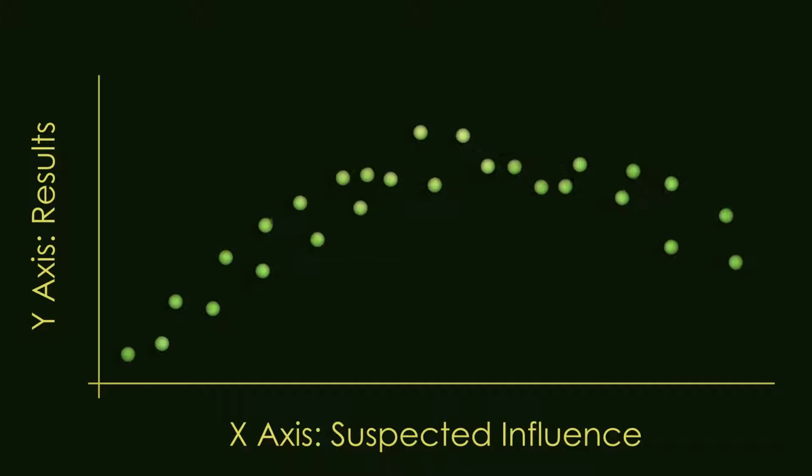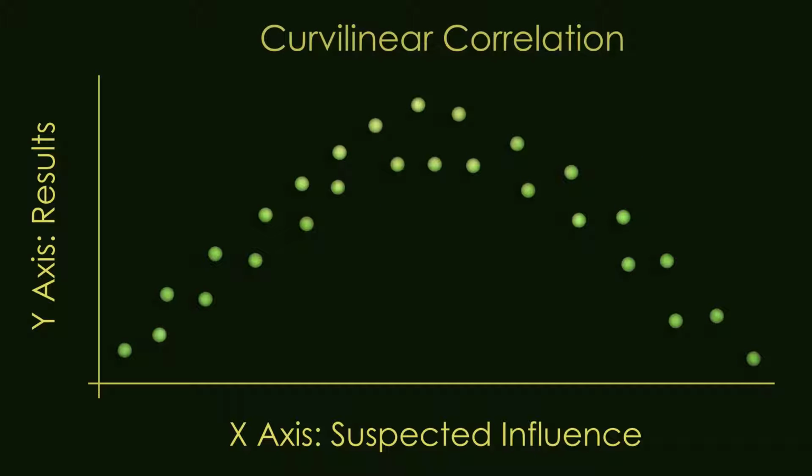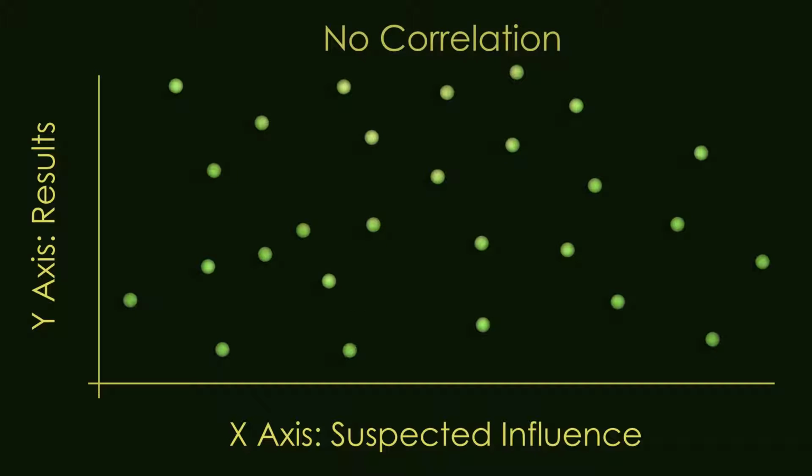A curvilinear correlation indicates the rates of change of the variables is not constant. For example, after reaching a specific dose of vitamin C, the body can no longer absorb it, and there is no additional health benefits. No correlation indicates there is no relationship between the two factors. As an example, there is no correlation between breast size and the ability to produce breast milk.